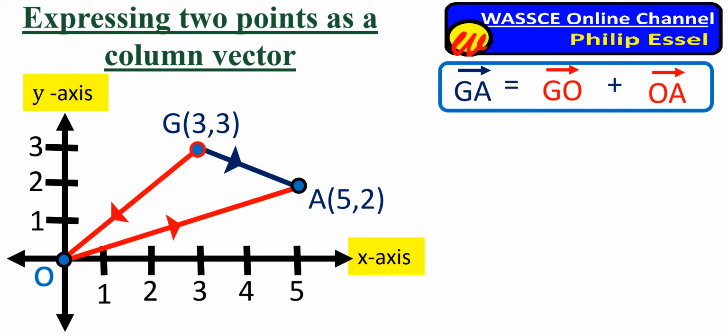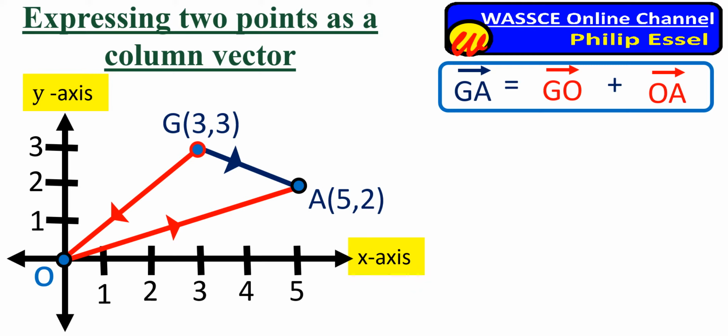So we have been able to come up with an important expression. And this expression states that vector GA is equal to vector GO plus vector OA. We would very soon be coming up with a trick that would help us come up with expressions like this without necessarily drawing the diagram we've just done. The diagram is just to help us understand the concept, but very soon we'll learn how to do this without using the diagram. So let's move on.